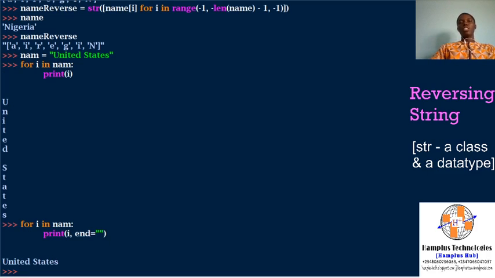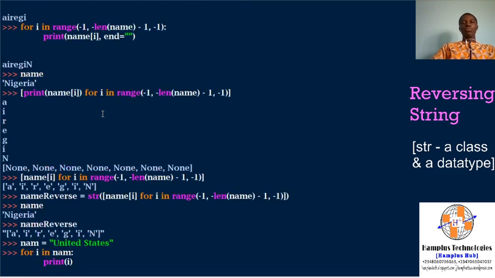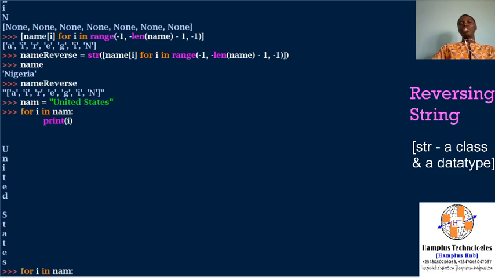So we've seen that in this video, and also seen how we can print a given string in reverse order using the for loop. We just have to use the negative range, and it solves that for us.